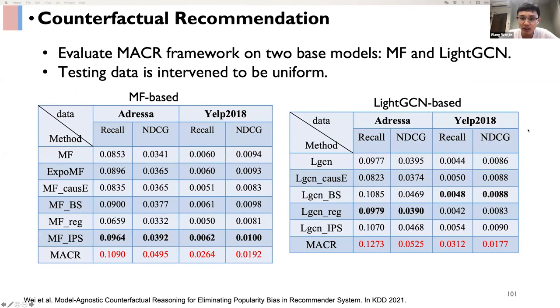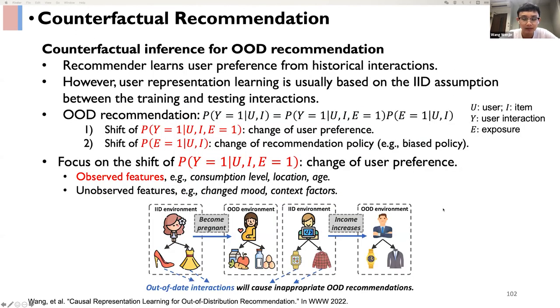The proposed solution in this work is also model agnostic. So the authors tested two representative models, MF and LightGCN, with MACR. MACR is the proposed counterfactual inference method. The results show that a simple counterfactual inference strategy can effectively solve the popularity bias. So these are the two works about debiasing recommendation.